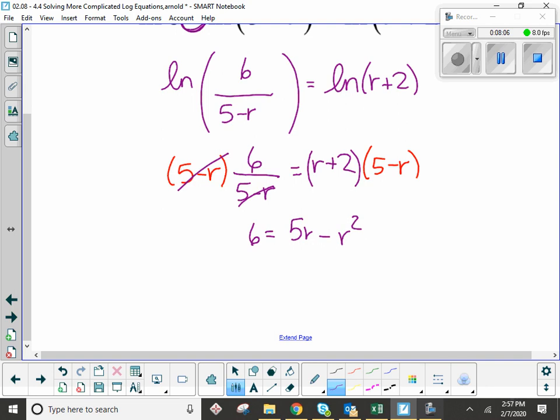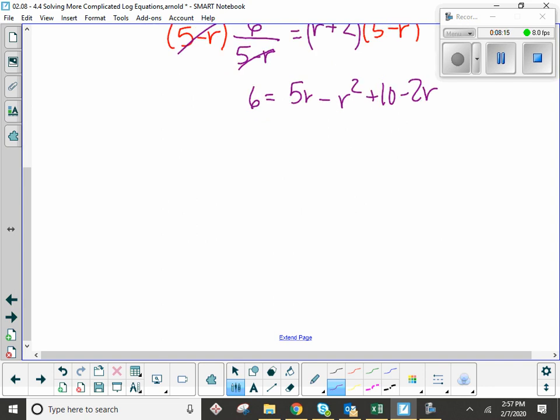5R minus R squared plus 10 minus 2R. How'd I do? Are we agreed? Did I do well? All right. So some more hints here, okay? Trying to go through your thought process. So you're looking at this. What's something you could do next to move the problem forward? Yes. Combine like terms, right? What combines on the right-hand side? Those. So you could do that. Negative R squared plus 3R plus 10.